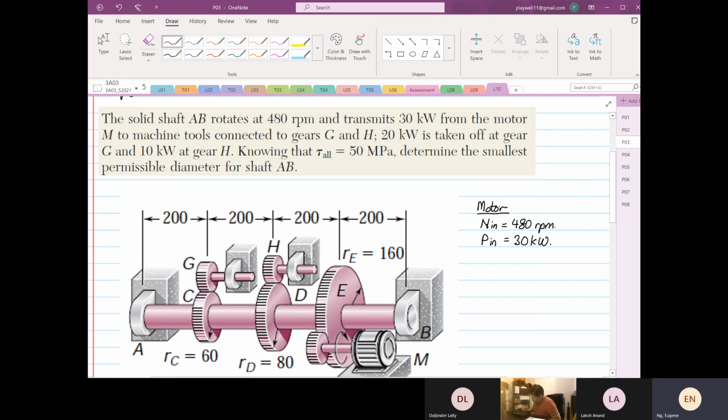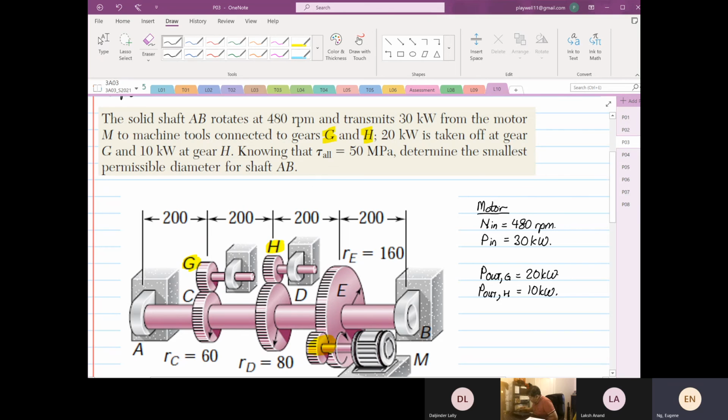Then it states that they are connected to gear G and then gear H. So this is gear G, gear H, and the motor is connected from the side down here. 20 kilowatts is taken off of gear G. So we know that the power out at gear G is 20 kilowatts, and the power out at gear H is 10 kilowatts.